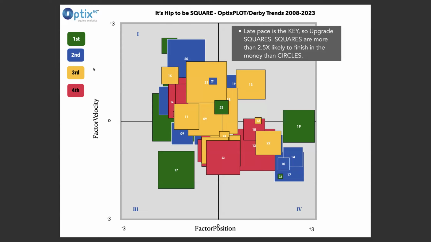This is just a heat map of the past 15, 16 years that we've been doing OptixPLOT with the Derby. And you see they come from all quadrants, mostly clustered in quadrants 1, 4 looks good, 3. I mean, they're all over the place. But again, it's key when you're looking at this to upgrade squares over circles, especially for those underneath positions. Okay, so that's the second point.